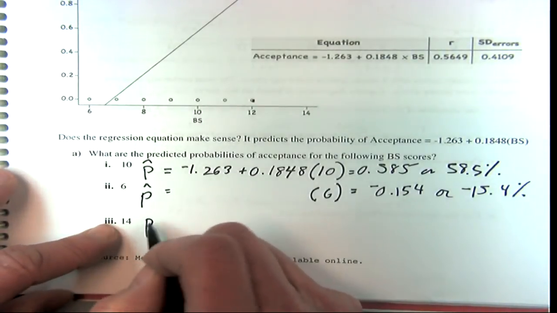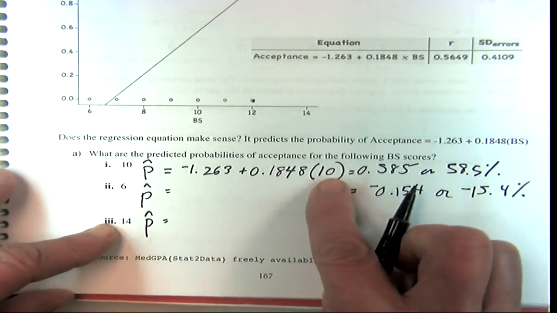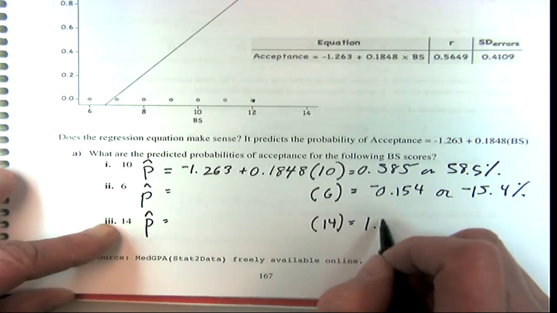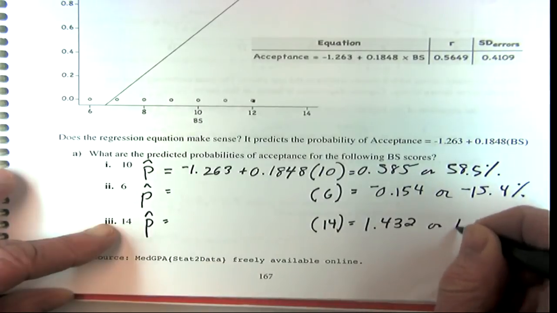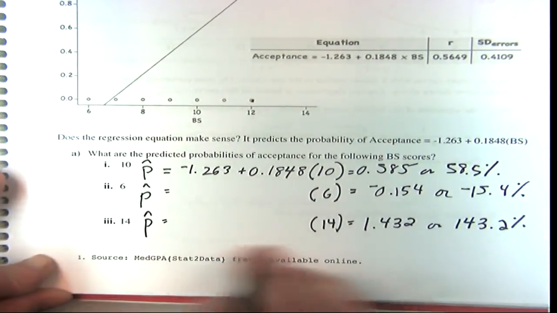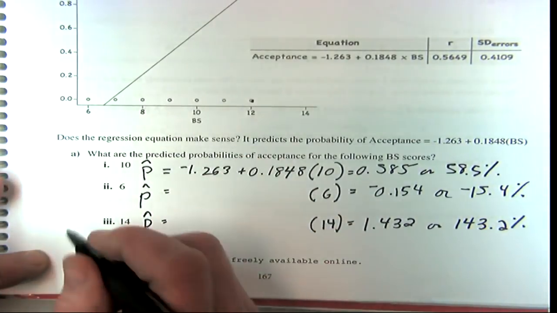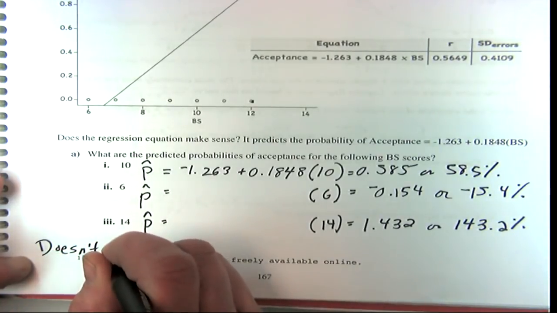And same with 14. We plug in a 14 right here for the biological science score, we get 1.432 or 143.2%. So it doesn't make sense because we know that probabilities, this doesn't work.